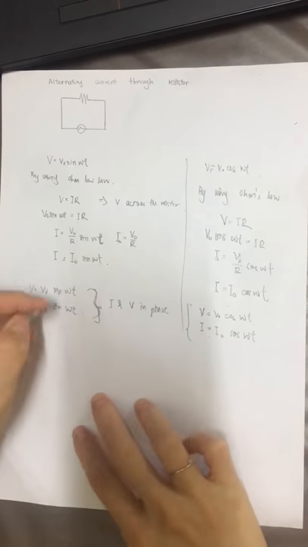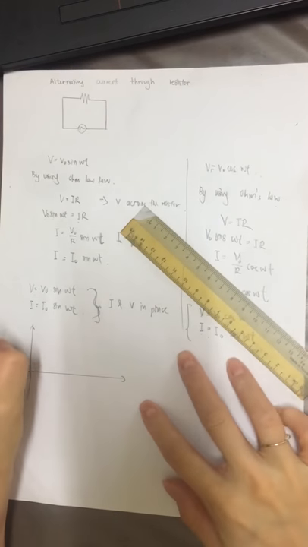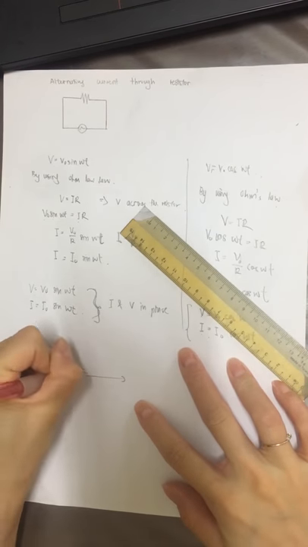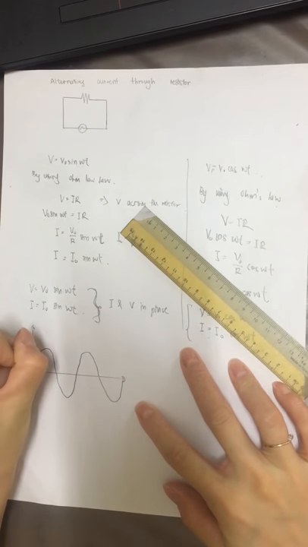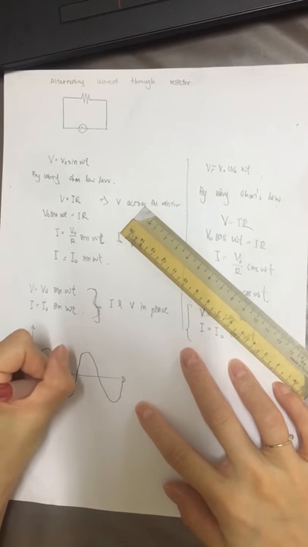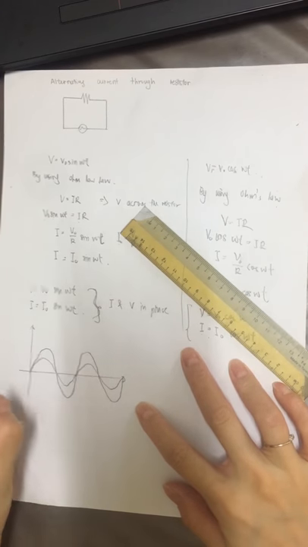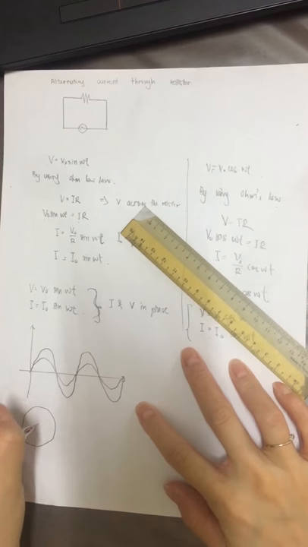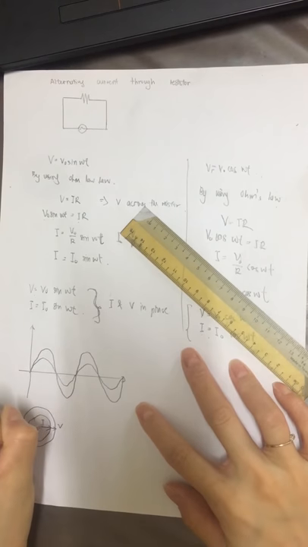So in other words, for this one, you have your graph like this. If this is your V, this is your I. They are in phase. Both are sine equations. So your phasor diagram, if you look at your textbook, will have this. So this is your V and this is your I. Okay? You look at your textbook.